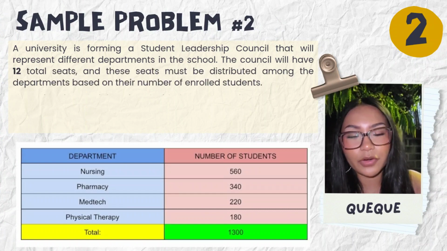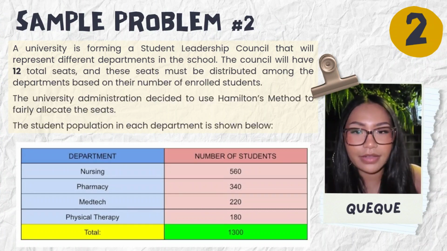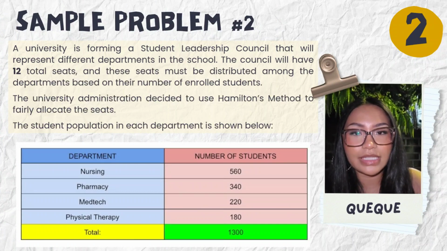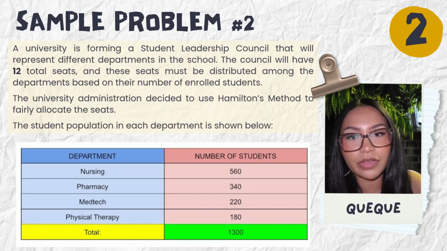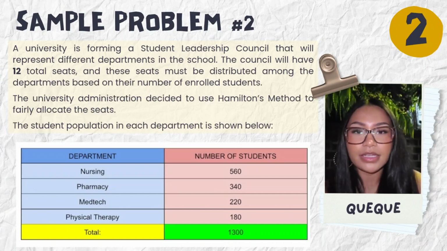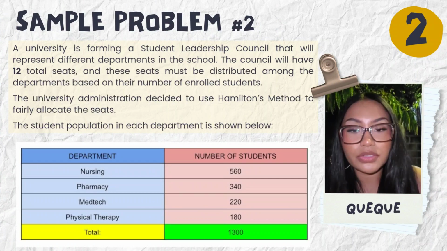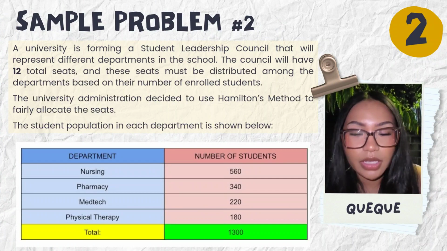A university is forming a student leadership council that will represent different departments in the school. The council will have 12 total seats, and these seats must be distributed among the departments based on their number of enrolled students. The university administration has decided to use Hamilton's method to fairly allocate the seats. The student population is shown below.